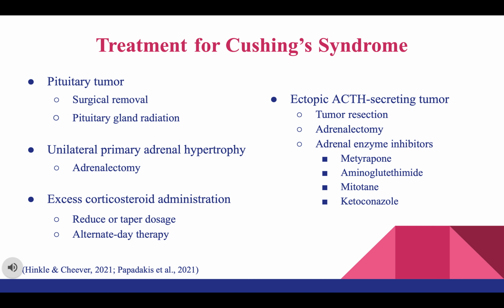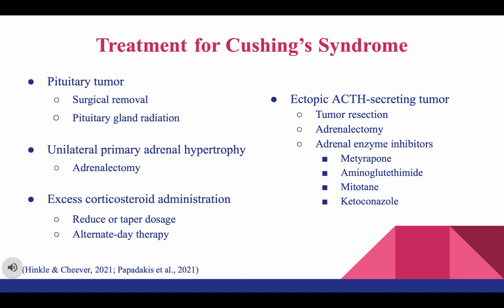For unilateral primary adrenal hypertrophy, the removal of the enlarged adrenal gland is the preferred treatment. For Cushing syndrome caused by excessive administration of corticosteroids, the goal is to try to taper down to the minimum dosage necessary to treat the indicated disease process. Therapy may occur on alternate days to allow the adrenal glands to recover and respond to adrenocorticotropic hormone.